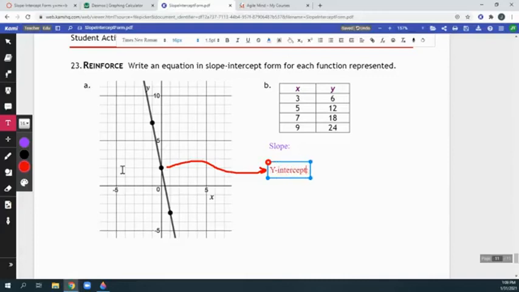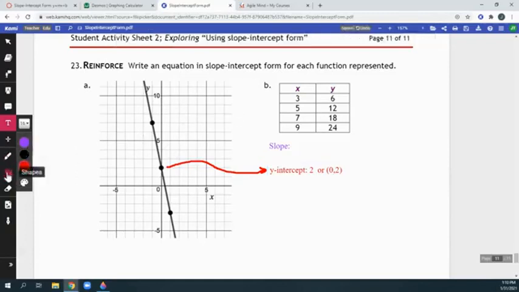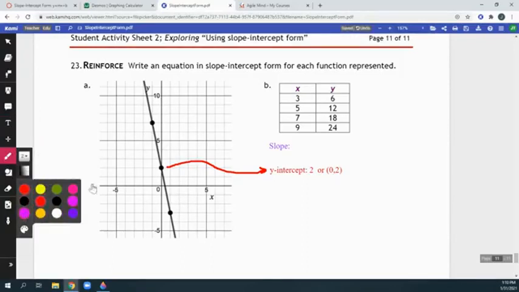Hopefully you're bored by now and you've already typed it in because you know that it crosses at 2. Okay, now we're going to go back to the other one. We're going to find our slope. Let's find our slope now. Boom. We're going to go with writing and we're going to turn it purple.